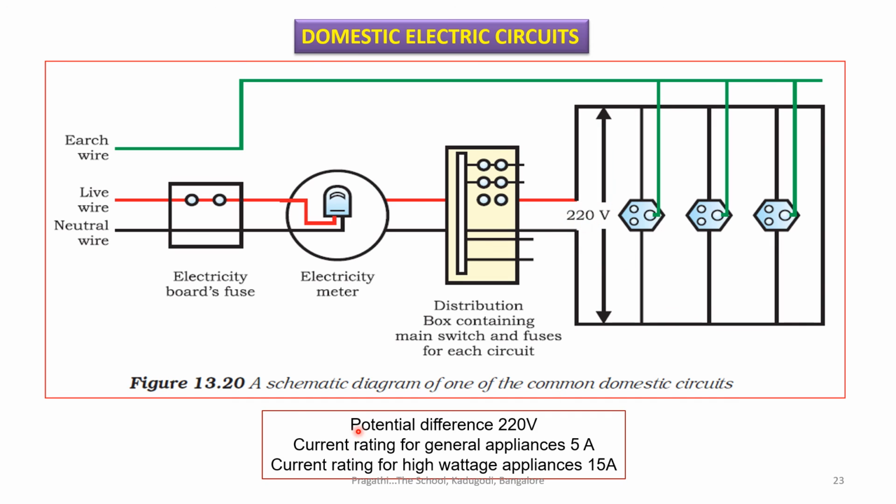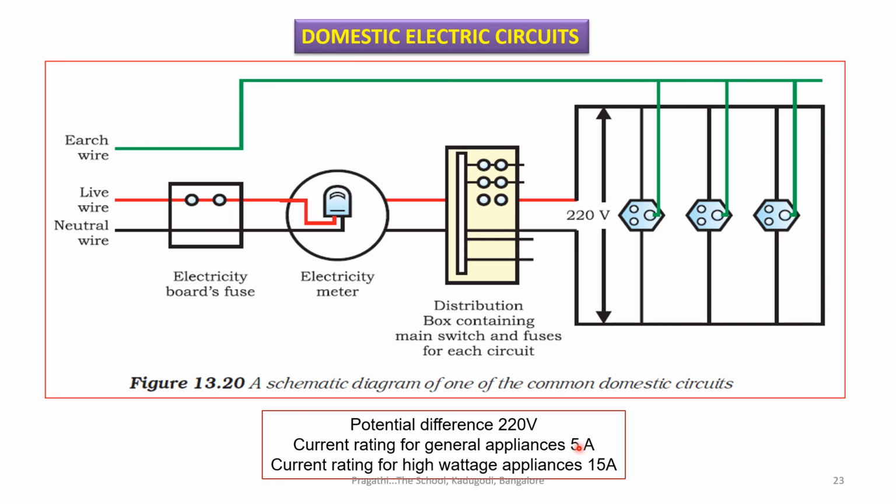And what is the voltage? 220 volts. Here, potential difference is nothing but voltage. How much is it coming? 220. What is the current rating for general appliances like fan, TV, computer? Everything requires 5 ampere. And the current rating for high wattage? Which are the high wattage appliances? High wattage is nothing but geyser, AC, your fridge, and oven. Everything comes under 15 ampere.